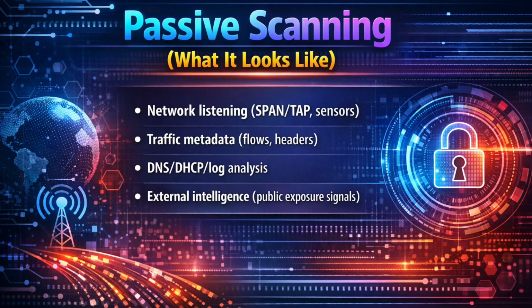Passive methods also include outside-in observation of public signals, like exposed DNS records or certificates, without directly touching internal hosts. For defenders, passive scanning helps build asset inventory and detect anomalies with minimal operational risk. For attackers, passive recon can reduce the chance of being noticed early, but it often requires good positioning, either access to internal traffic or reliance on public datasets.